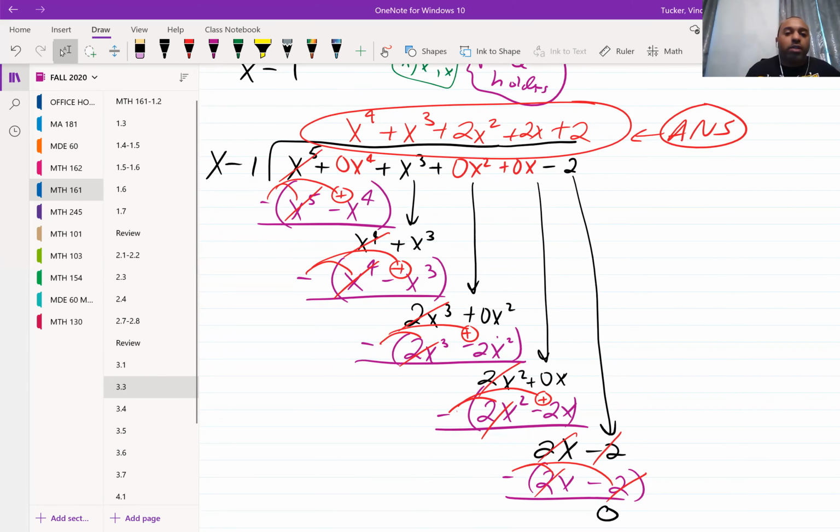All right, questions on the process. So once again, you're just mimicking the long division process, but with your polynomials. Mimicking the regular long division process with polynomials.